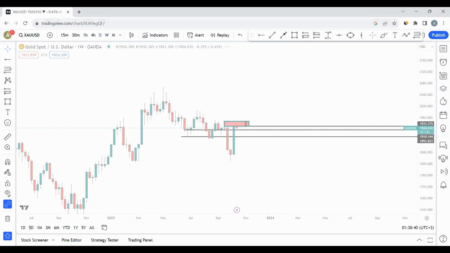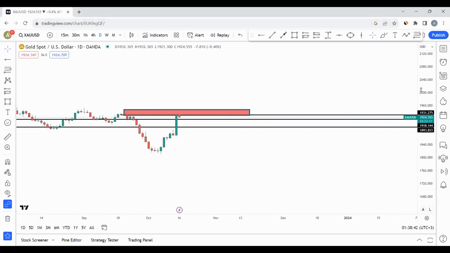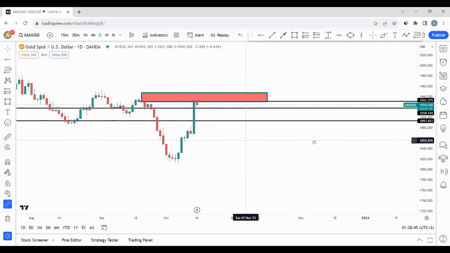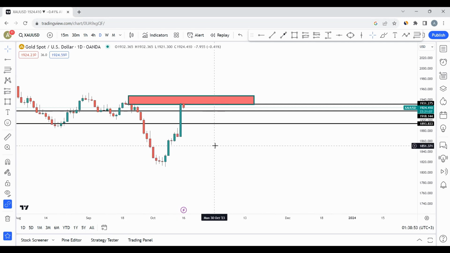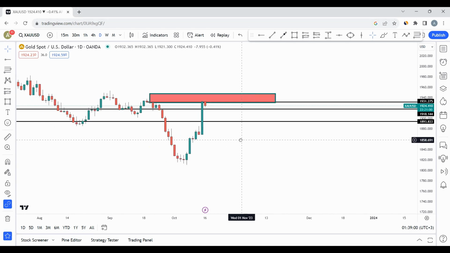Now, what next? In case the market does not respect this area, when the market breaks this area here, that's when I'll be bullish on gold. But for now, I'm still bearish on gold. And that is one. And secondly, I want to see the market makers shifting their positions from sell to buy, which they have not yet done. Last week, they were still bearish. This week, they're still bearish. So I am not moving away from selling gold yet.